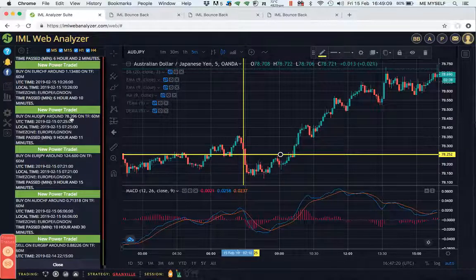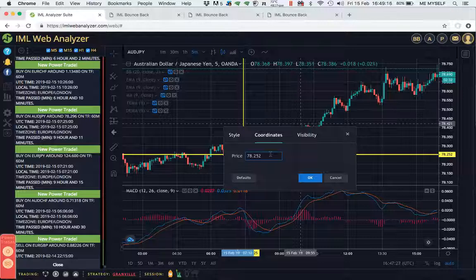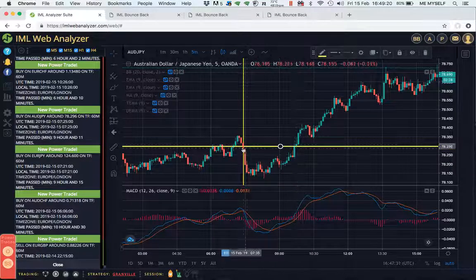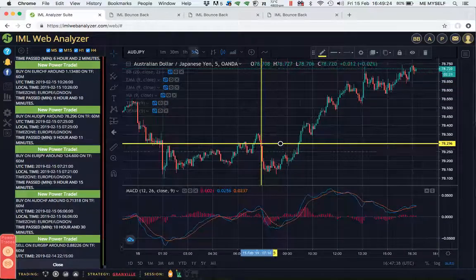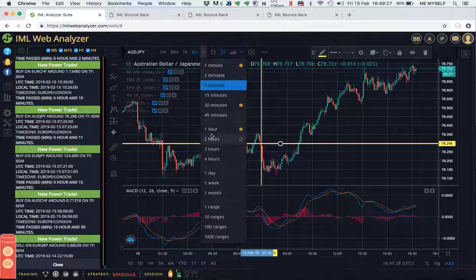7:25, and it was called at the price of 78.296. Okay, so right there, it's called for a buy right there. So what do we do? What do we do? Again, it's called on the 1 hour chart.